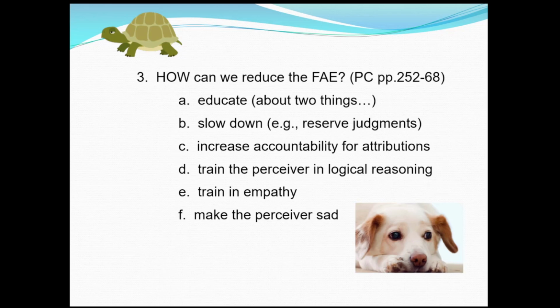All right, so I've got 6 ways to reduce the FAE on this slide. There are like 9 more in the book, so you should check them all out. And among these 6, my least favorite is making the perceiver sad, right? I mean, if you're a parent and you want to raise your kids not to commit this bias, don't make them sad if you can help it, right? Go with one of these others. Train them in empathy, train them in logic, try to get them to slow down, try to make them explain their attributions to you. These are better ways to go, in my opinion, just because sadness is not a happy emotion. It's not comfortable for most people.